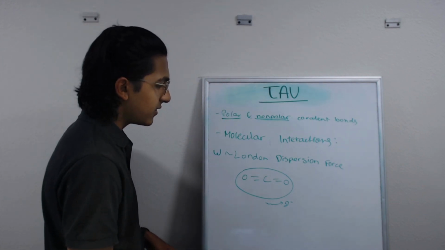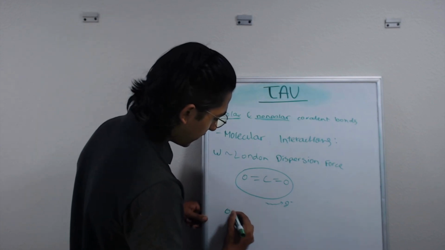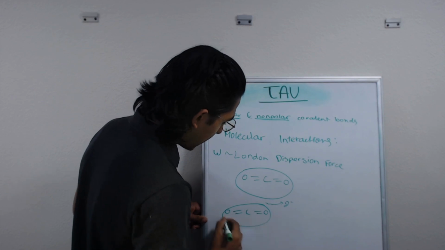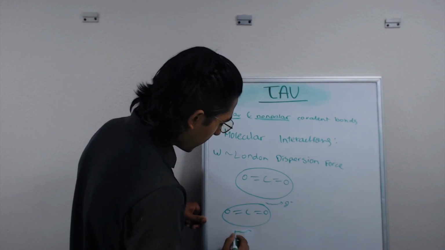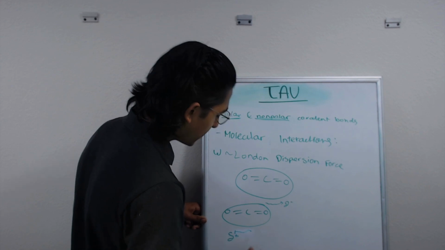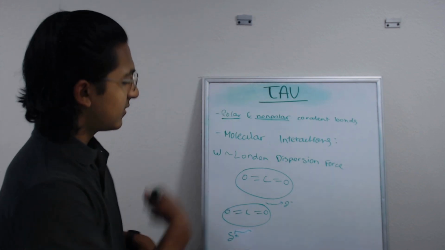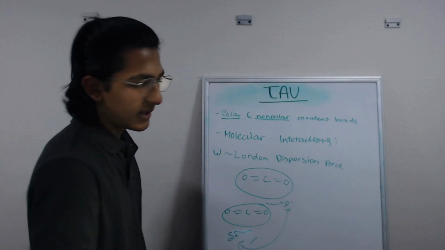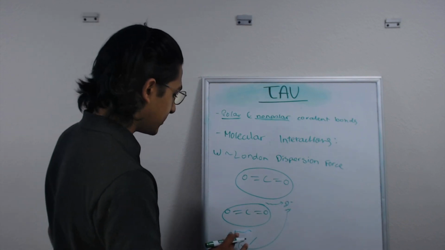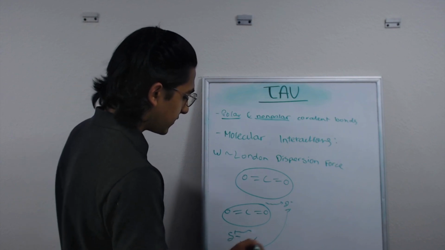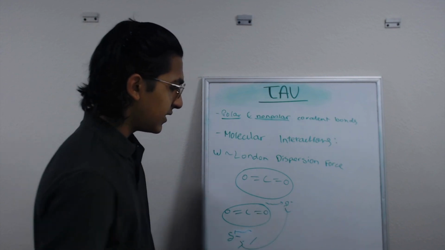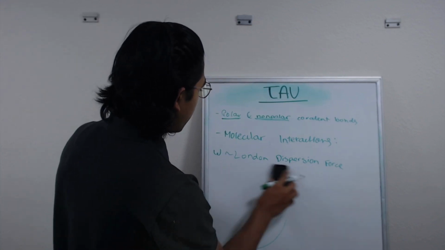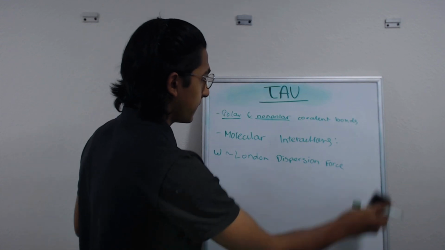So what then happens? In another CO2 molecule, the charge can slightly shift some way to become partially positive, or the charges slightly shift. What happens? These two will then attract each other. If this becomes negative, then these two will repel each other, right? So that's what London dispersion forces are.